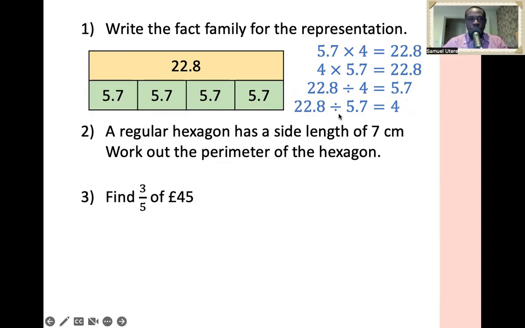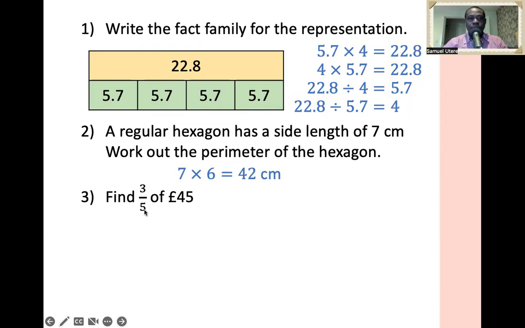Next, question 2. A regular hexagon has a side length of 7 centimeters. Work out the perimeter of the hexagon. A hexagon has 6 sides. If you recall, to work out the perimeter, we add all the sides. So if we add 7 up to 6 places, it's the same thing as doing 7 times 6. This could have been written as 7 plus 7 plus 7, all the way up to 6 places. So it's the same thing as 7 times 6.